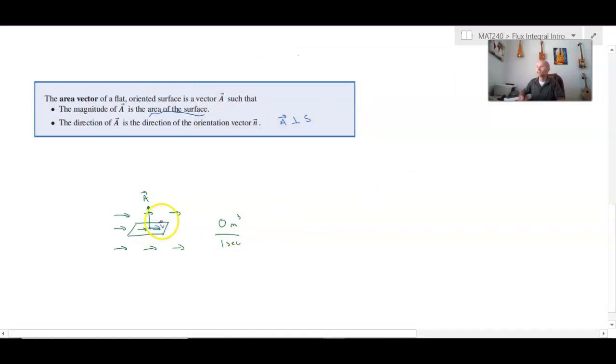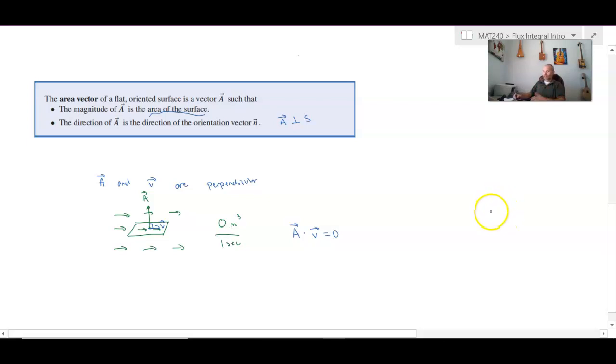Therefore, the velocity vectors are perpendicular to the area vectors. And so what we would get is that the dot product between the area vector and the velocity vector is 0. So here we have A and V are perpendicular. Notice that we're not really talking about the surface here directly. We're referring to the area of the surface by this vector that is perpendicular to it, which is called A.